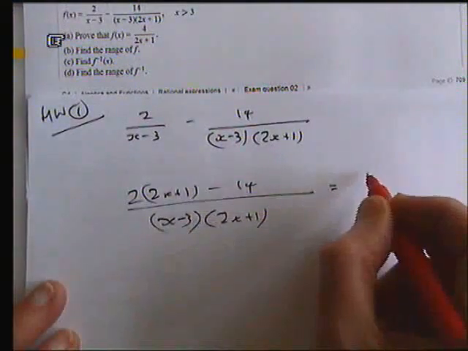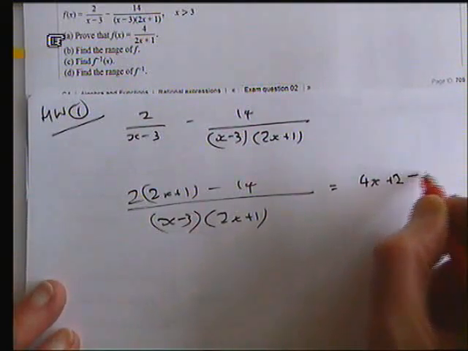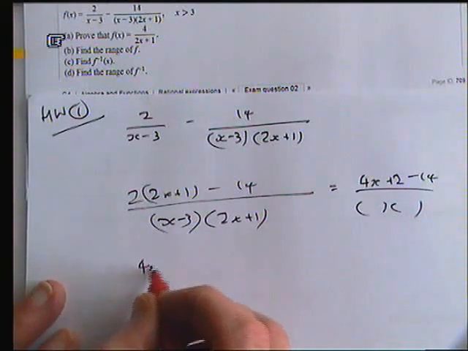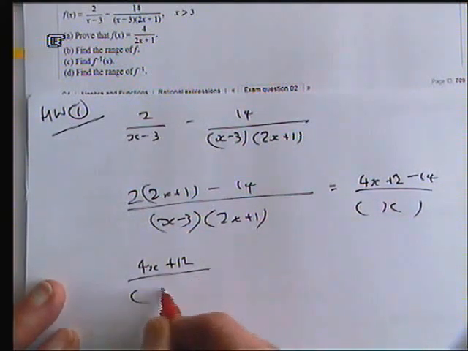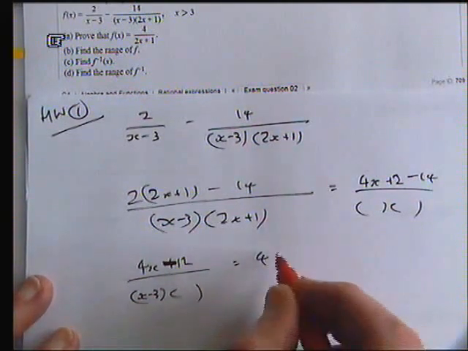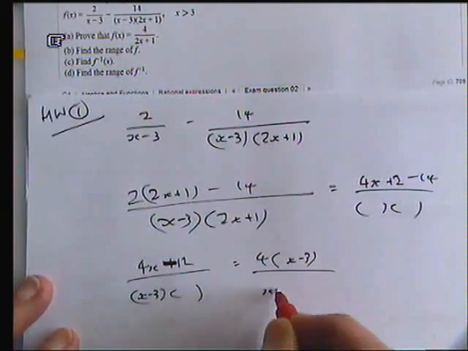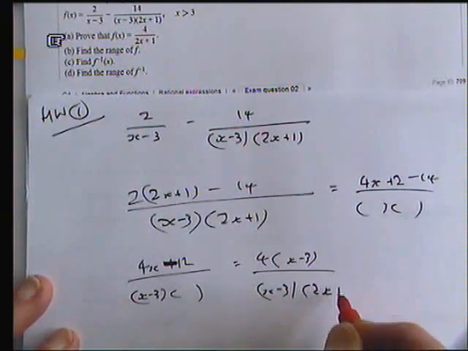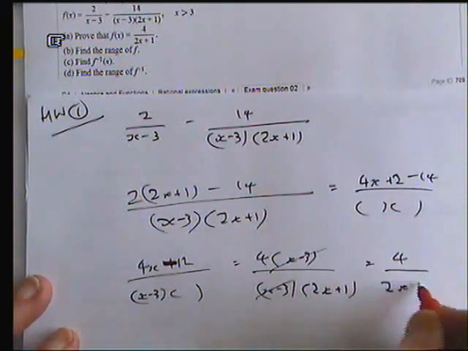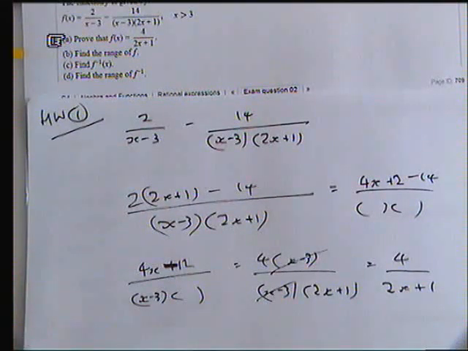So on the top I've got 4x plus 2 minus 14. I've got those brackets on the bottom, so that is the same as 4x plus 12 over those brackets. Minus 12, thank you. Okay. One of those brackets is an x minus 3. I can factorise the top, it's 4 into x minus 3. So now, an x minus 3 there and there will cancel, and I'm left with 4 over 2x plus 1, which is what I had to get to. Are we all okay with that?